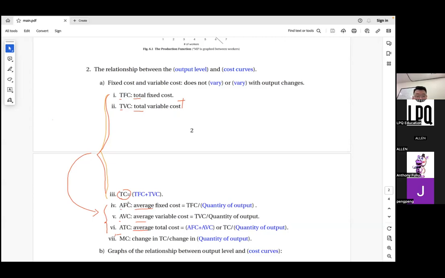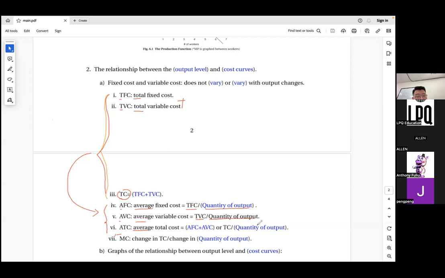How can I calculate them? What is the average fixed cost? It's the fixed cost per product. So AFC equals total fixed cost divided by quantity of output. AVC equals TVC divided by quantity of output.